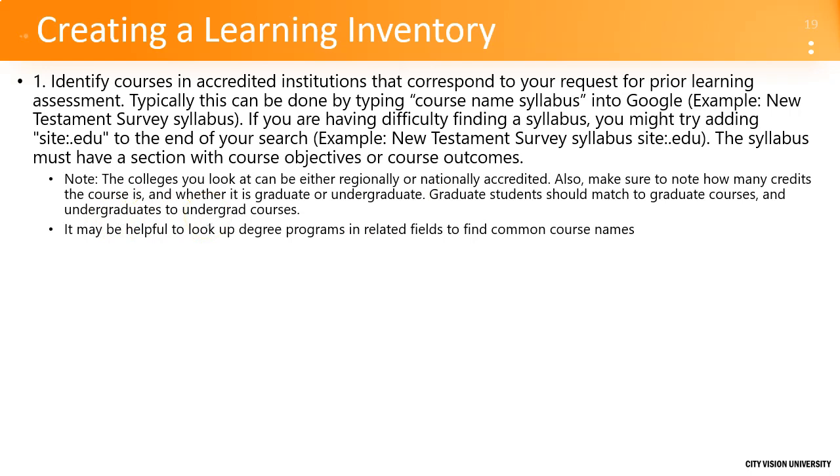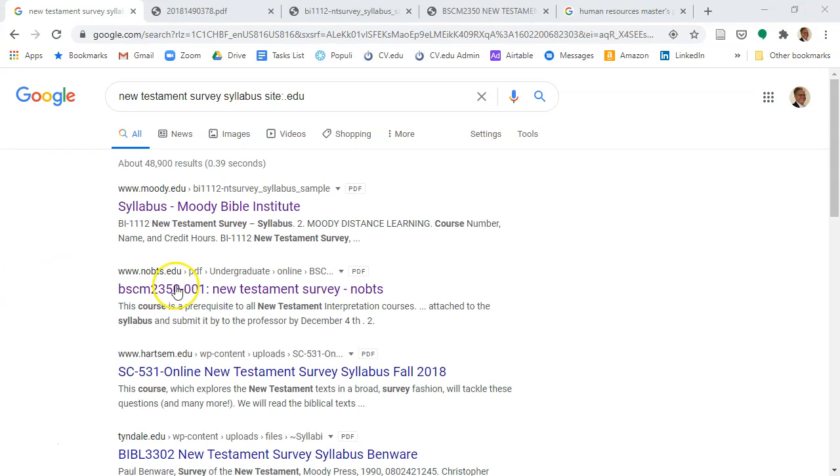Now, there are going to be times when you may not even know what a course is called, especially if you're looking for several courses in one domain. It can be helpful to look up degree programs to figure out the common names used for various courses so you know how to do searches. So I'm going to show you some examples of how to go about that, and then I'm going to come back to this. So here I typed in New Testament survey syllabus site:.edu, and then I opened up the first two.